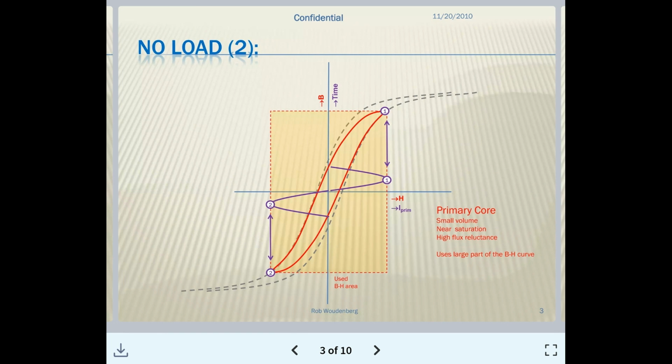November 20, 2010, confidential. 3 primary core: small volume, near saturation, high flux reluctance, uses a large part of the BH curve. HB, used BH area, IPRIM time 1122.